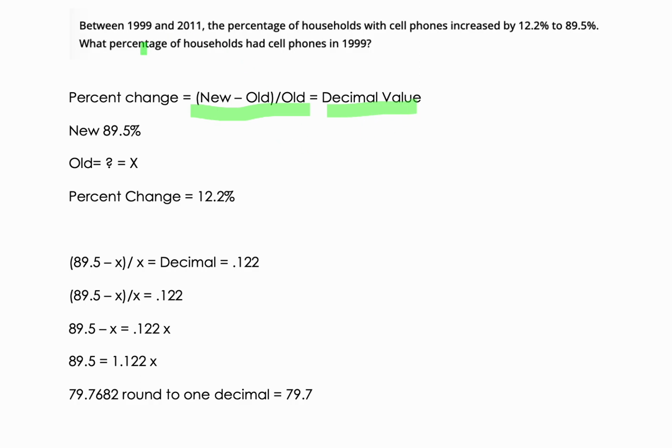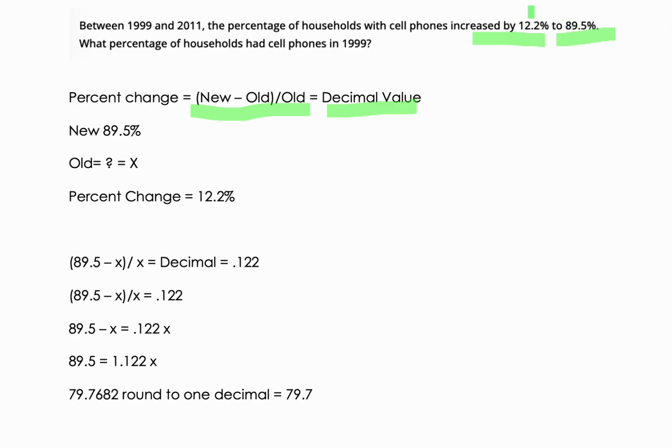So this question gives us the percent change, which is an increase, and then it gives us the new value. And when we read this, we can see that that's what's going on here because it says the percentage increased by 12.2 and it went up to 89.5. So 89.5 is the new value. We need to find the old value, what was the percentage in 1999.